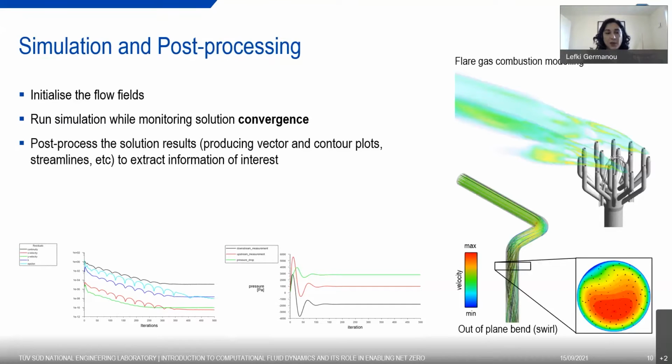Finally, we can post-process this converged solution and extract information of interest. We can produce vector and contour plots and streamlines. On the right, you can see the ISO volumes of temperature from a flare combustion modeling. And at the bottom, the streamlines, which indicate the swirling flow out of these two bends, along with the cross vector velocity plot of a cross section.